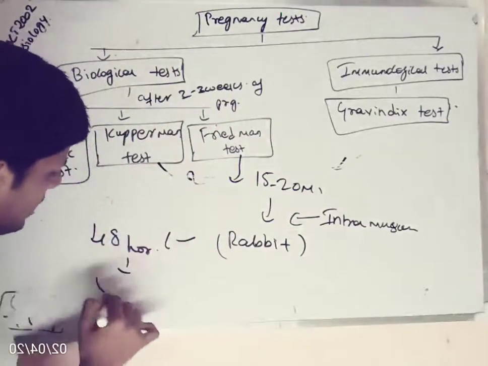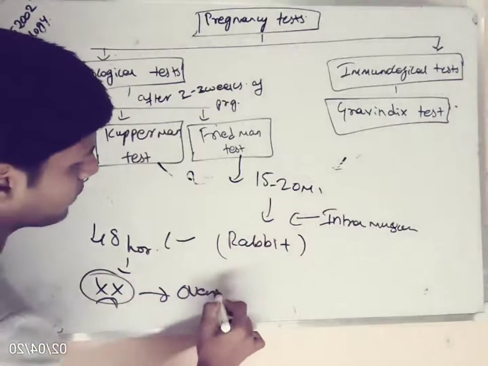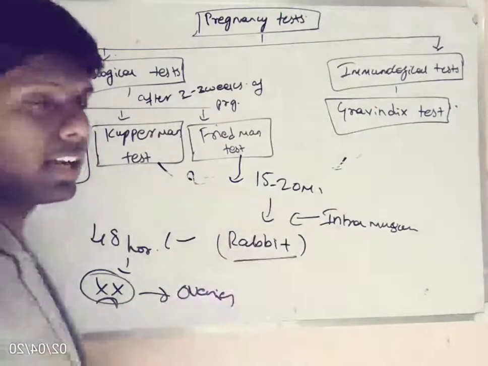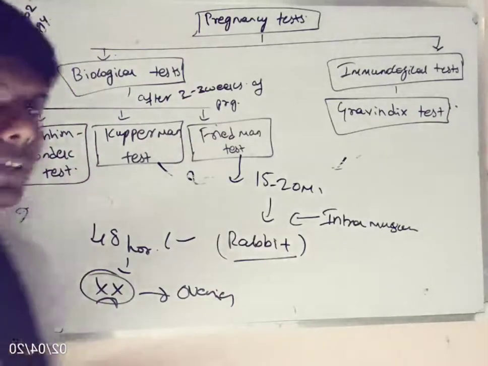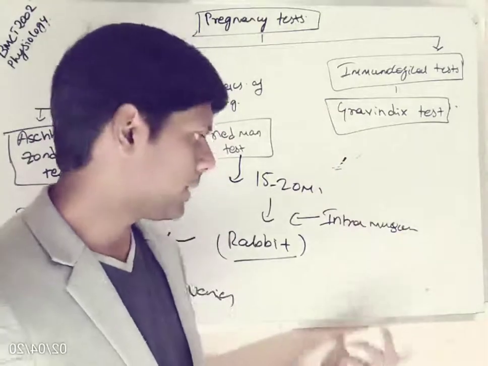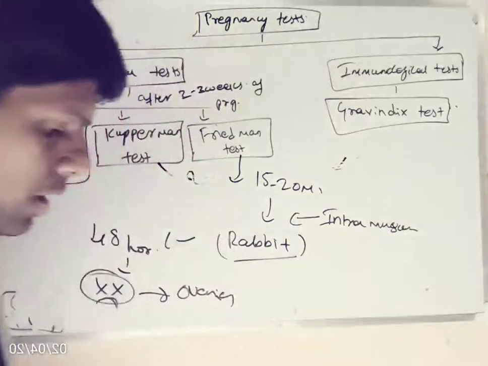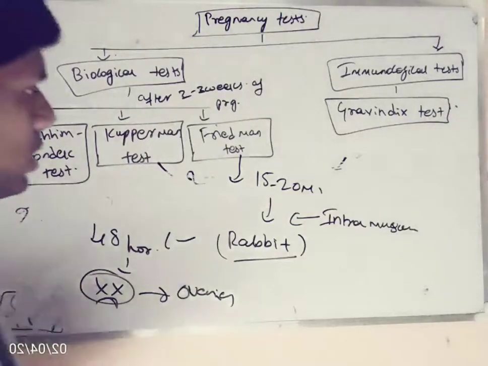he killed the rabbit and observed the ovaries of the rabbit. Presence of corpus lutea in the ovaries of the rabbit indicates positive for the pregnancy. So you will get results within 2 days. So this is the Friedman's test.